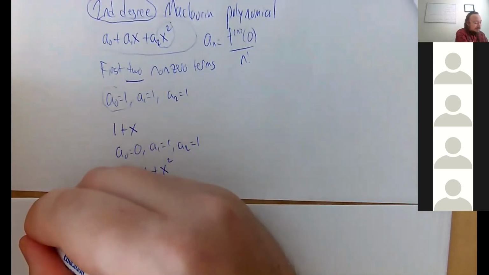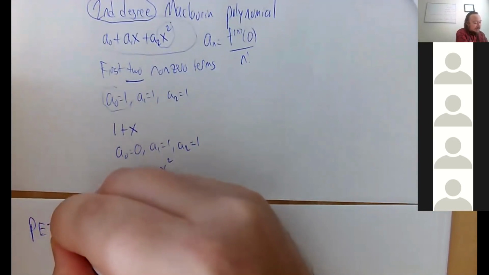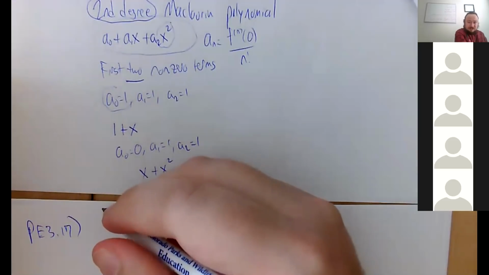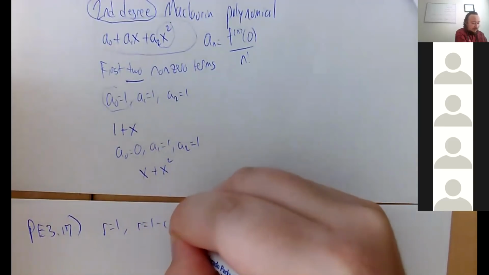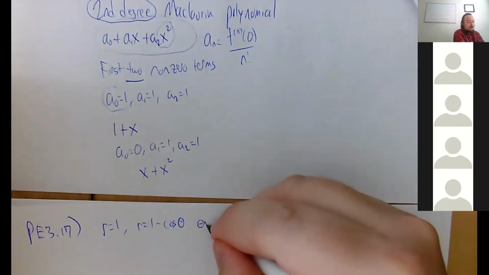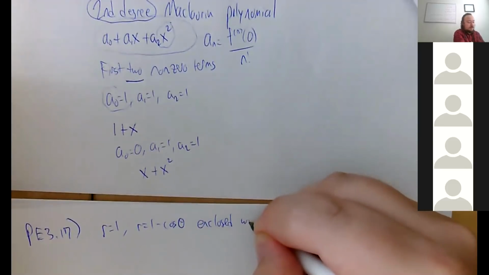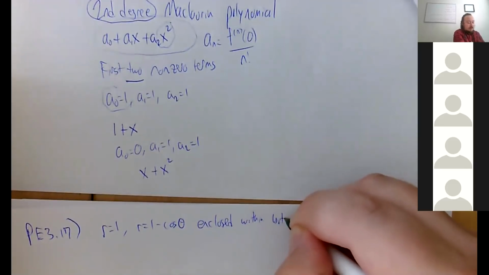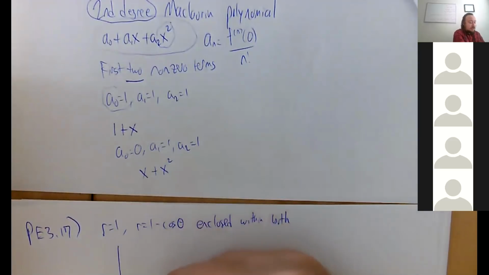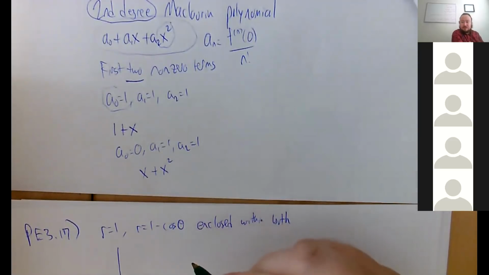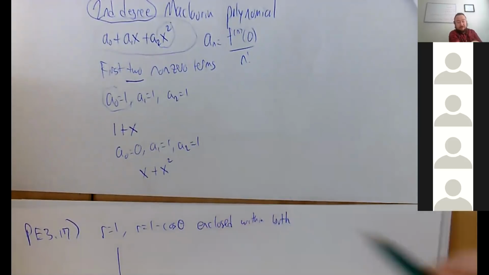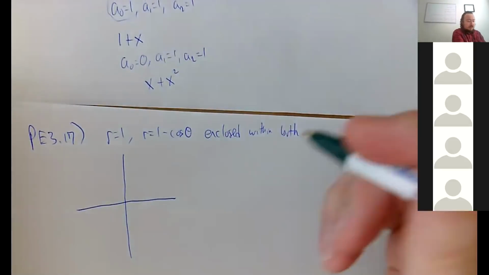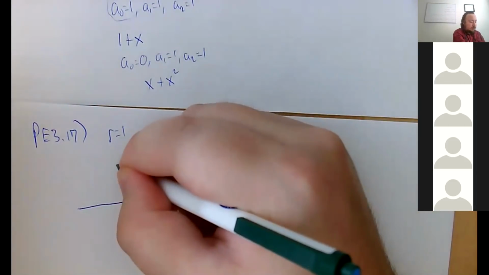All right, so practice exam 3, number 17. Let's see, so we have r equals 1 and r equals 1 minus cosine theta. And we want the area enclosed within both of them. Okay. So as always, let's draw the picture here. This will definitely help us get an idea of what our bounds for our integral should be. All right, so let's see, r equals 1. We drew that for the last problem, actually.